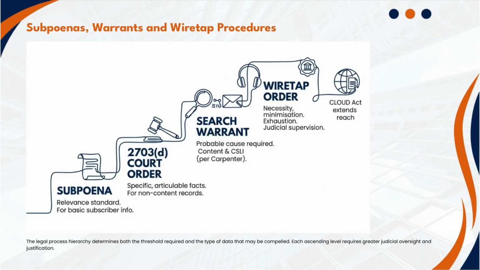Let's line up the instruments, because the exam loves this hierarchy. A subpoena is the lowest rung, issued by a prosecutor, a grand jury, or an agency. No judge reviews it beforehand. The standard is relevance, essentially, and it typically reaches non-content records, subscriber information, transaction logs.